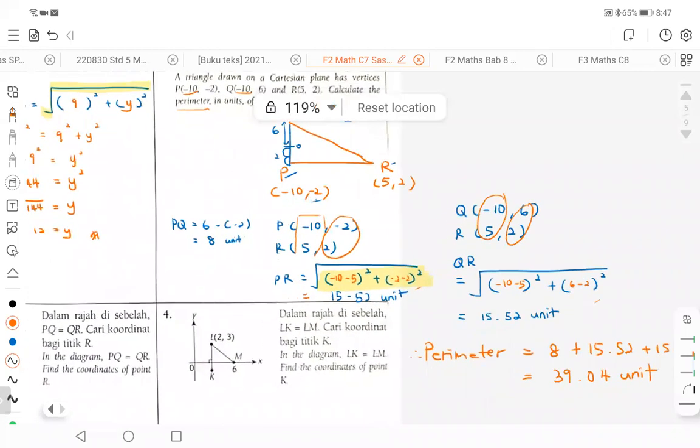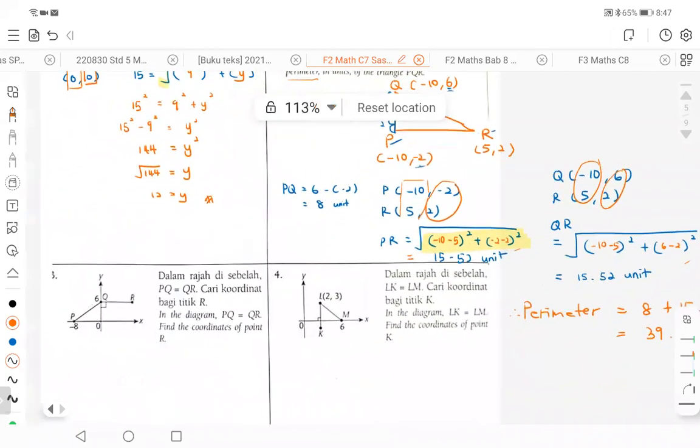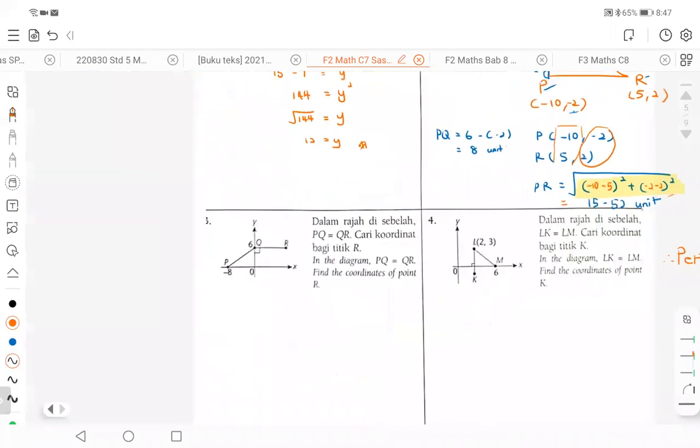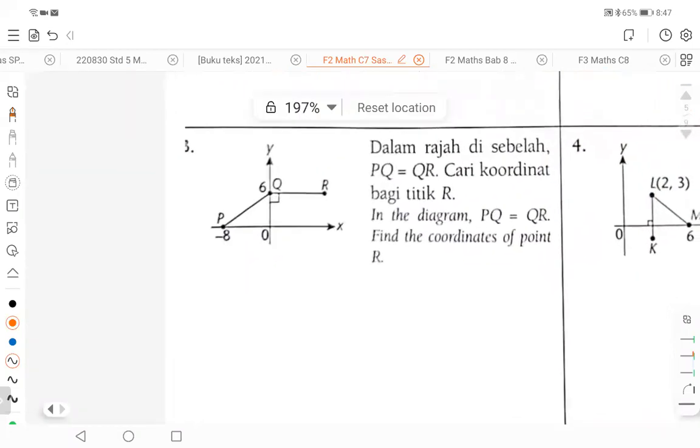Assume okay. Okay, number 3. Number 3, in the diagram, PQ equal to QR. It means what? The distance is the same. PQ and QR have same distance. So find the coordinates of point R. Find the coordinates of point R.